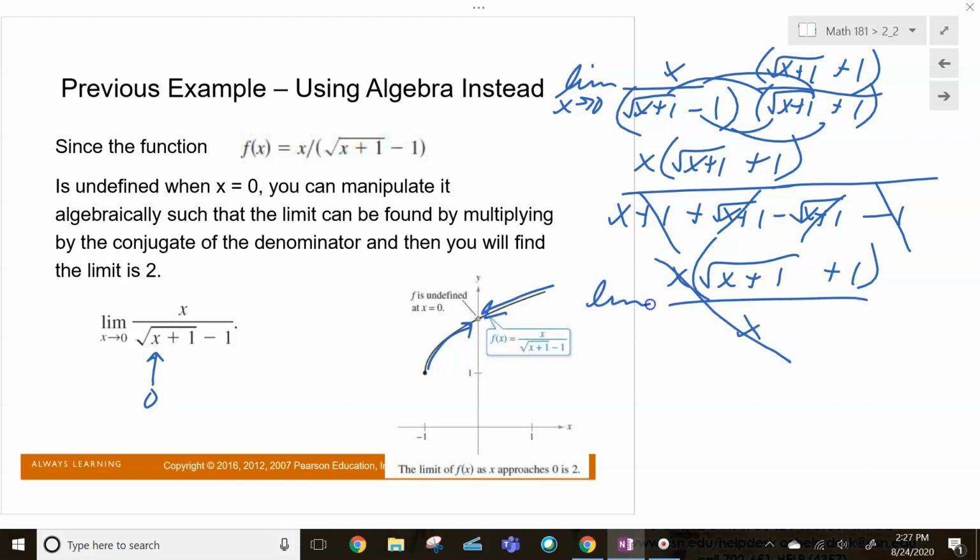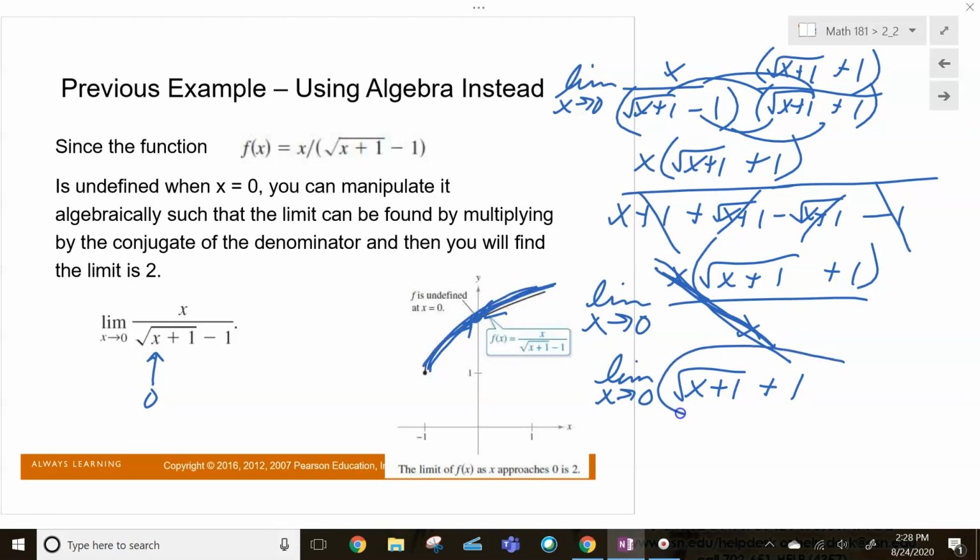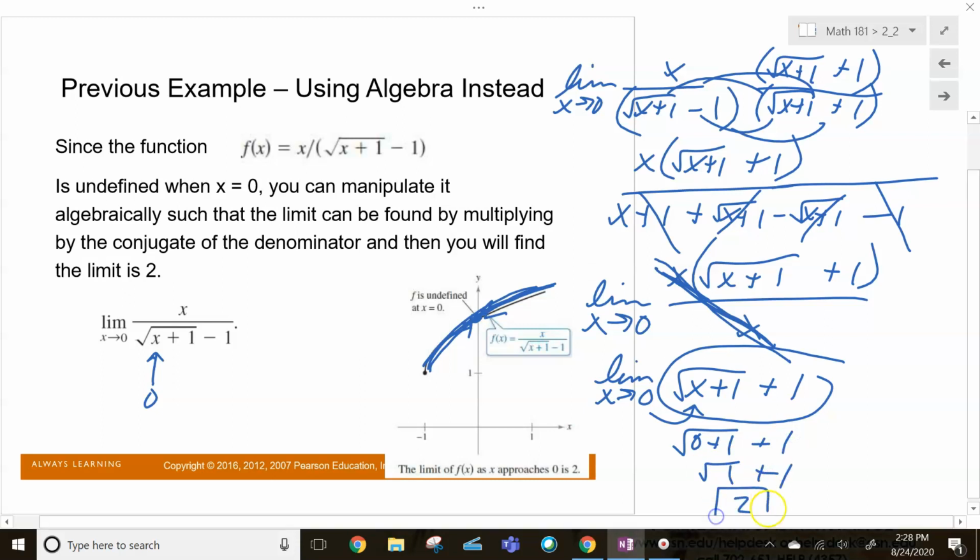Notice your x's cancel, which you needed to occur. That's why we multiplied by the conjugate. We needed that to happen right there. So then we can say, oh, this is the function it looks like, but with no hole in it. In other words, we found the function that has the same behavior, but no hole. This is the function. So now I can plug the 0 in. So I get 2. There's our limit. Of course, you could have seen that with a table of values as well.